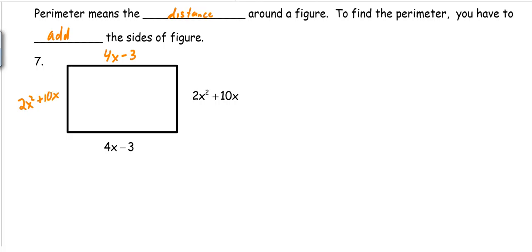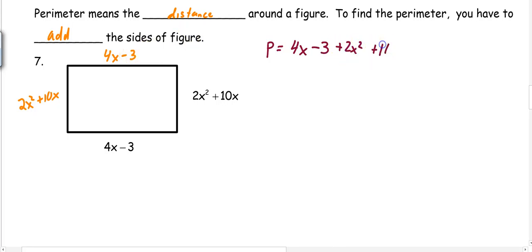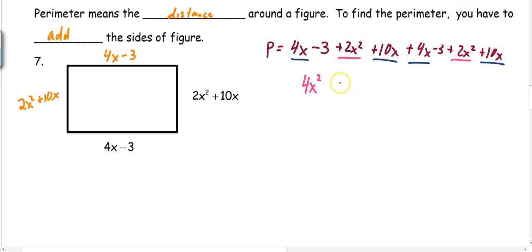So to find my perimeter, I'm going to add all my sides together. So perimeter equals, write it all out so they're added together, 4x minus 3 plus 2x squared plus 10x plus 4x minus 3 plus 2x squared plus 10x. So when I combine like terms, the first term I have is 2x squared and 2x squared. That gets us 4x squared. The next term I have is 4x, 10x, 4x, and 10x. So 4 plus 10 is 14, plus 4 is 18, plus another 10 is 28. So I have plus 28x. And then I'm going to combine my numbers. So I have negative 3 minus 3, which gets us negative 6.